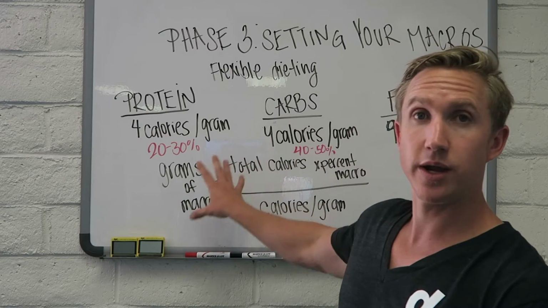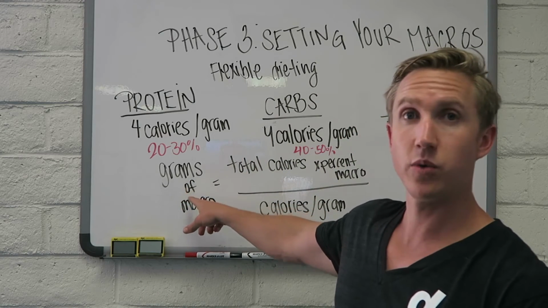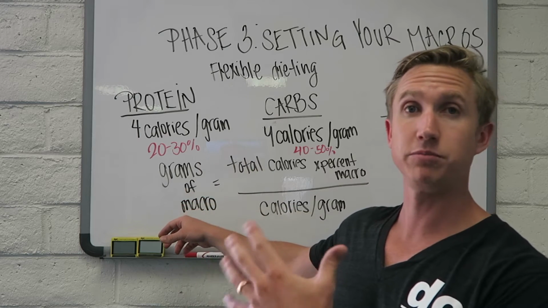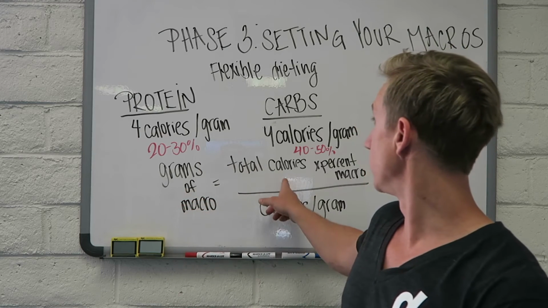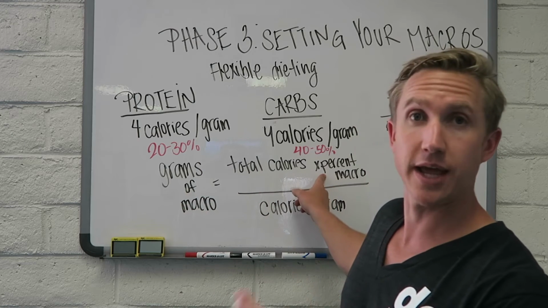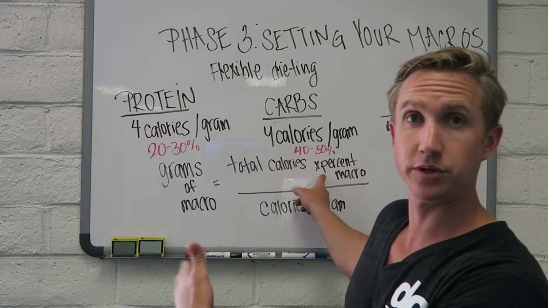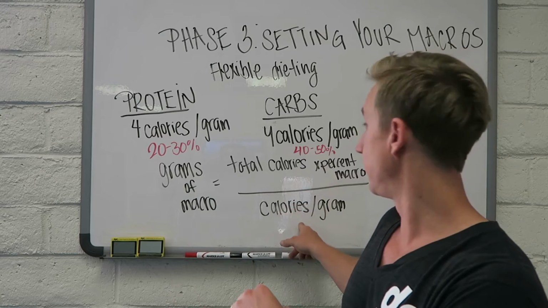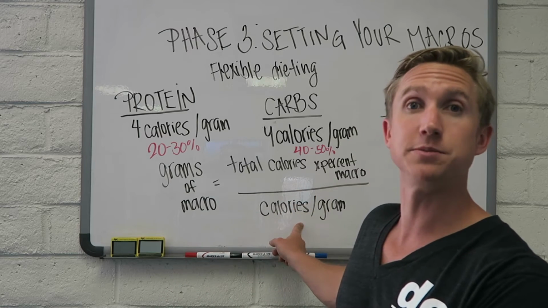This is the equation right here. So grams of macro, whichever one you're calculating, protein, carb, or fat, is equal to the total calories you'll have that day times the percent of that type of macronutrient, the protein, carb, or fat that you're calculating for, divided by the calories per gram of that specific macronutrient.